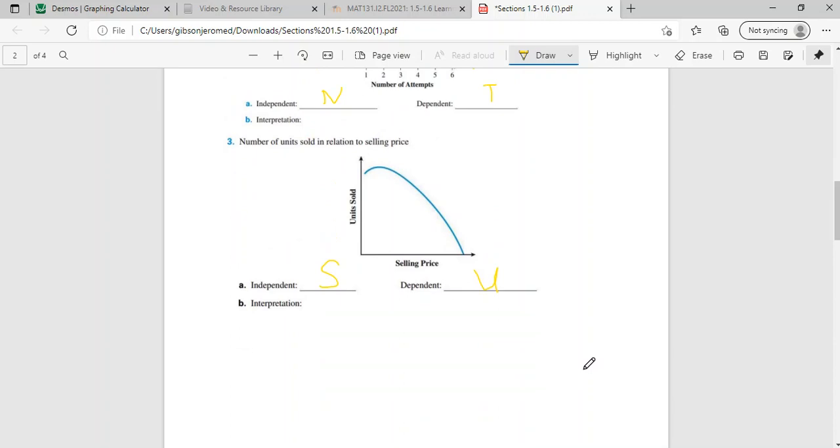Now, what you could say as far as the units sold is stated here. Initially, as the selling price went up, the units sold went up. But as the selling price kept increasing, after it got to its maximum point, then it started decreasing until it got to none sold.